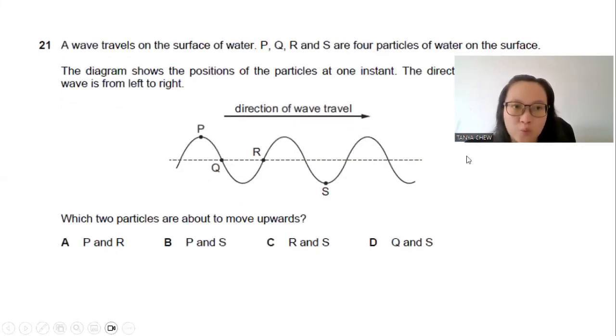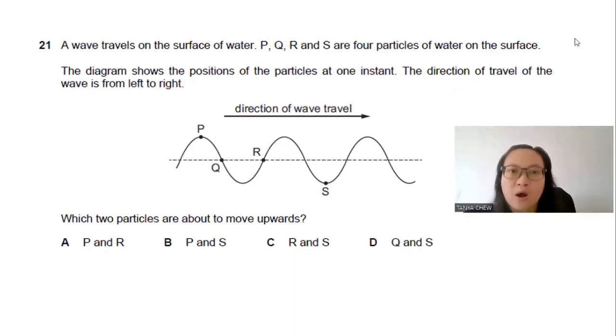Number 21, a wave travels on the surface of water. P, Q, R, and S are 4 particles of water on the surface. The diagram shows the positions of the particles at one instant. Direction of travel of the wave is from left to right. Which 2 particles are about to move outwards? Now, when you see this type of question, don't just guess. You can get the answer quite accurately.